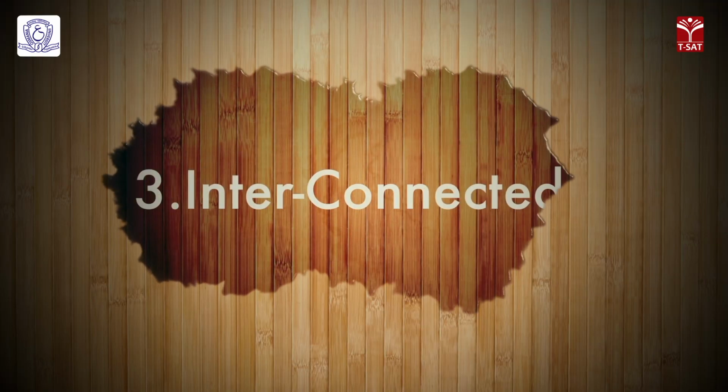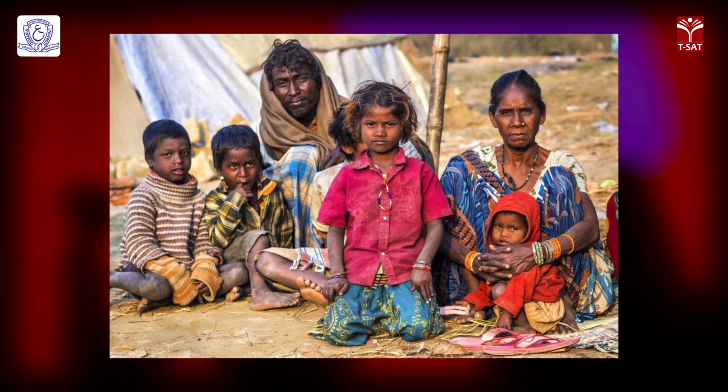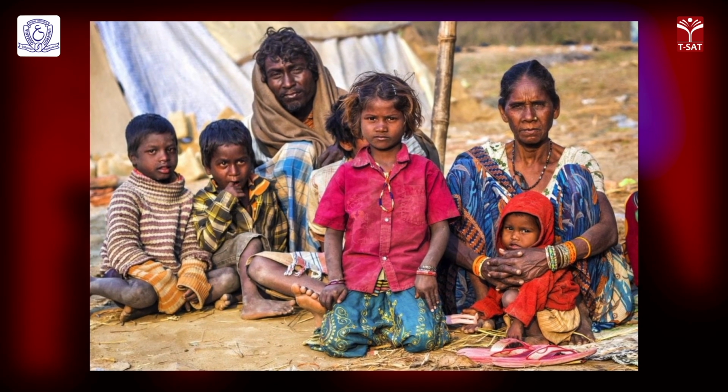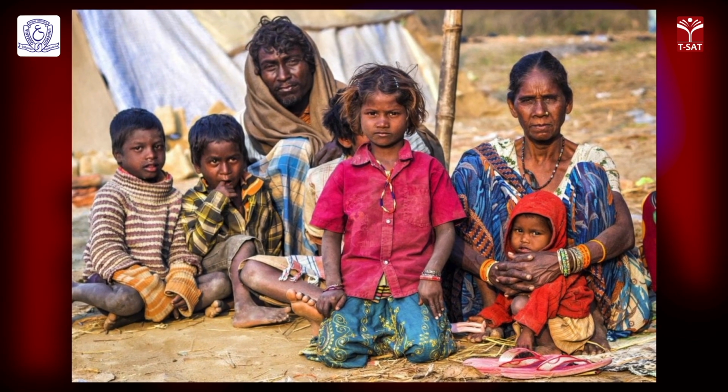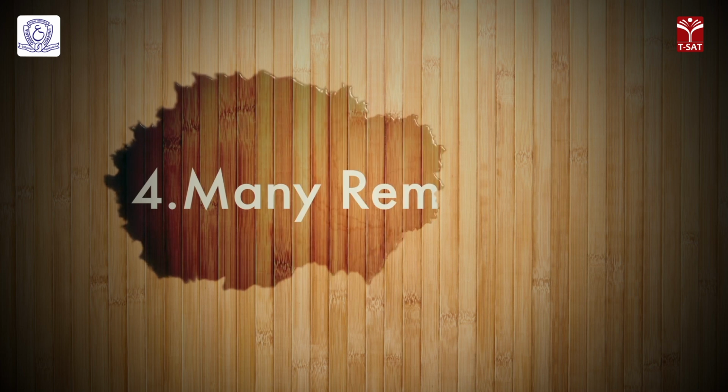The third characteristic is that it is interconnected. Many of the social issues are interconnected, and if one is solved, then others also get solved. For example, illiteracy, unemployment, poverty and crime are interconnected. Fourth, the remedies. The solution of complex social problems requires various multi-sided remedies. Social issues need a collective approach to be solved.